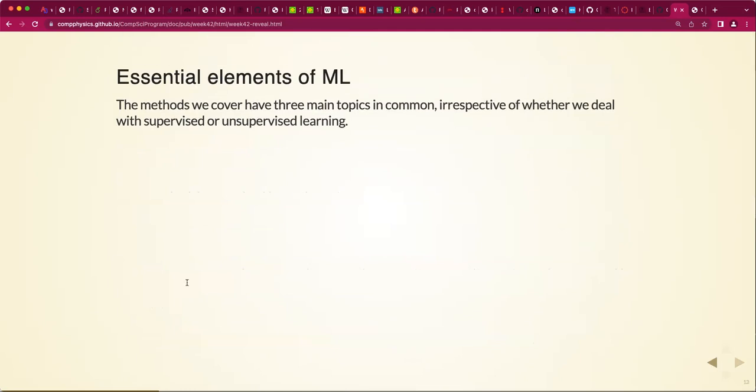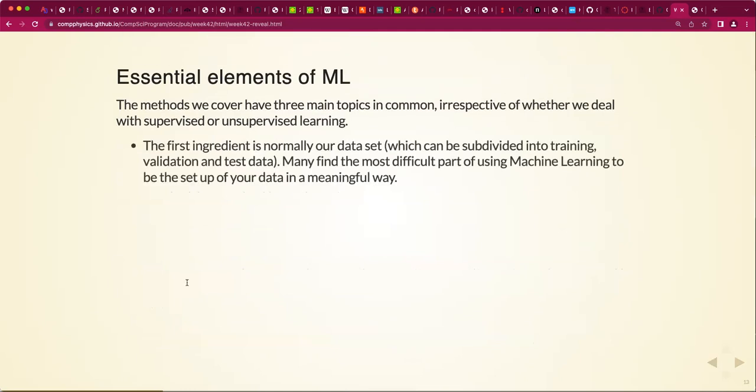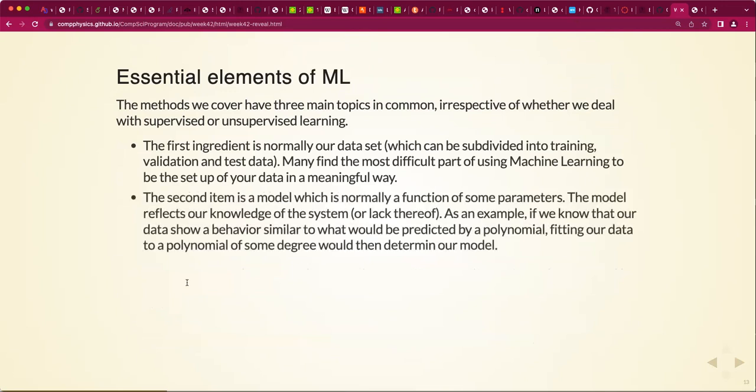So I wanted actually to give you two of the basic elements. The first is a data set. So that's your input and output data. And then there's a huge debate, what is the model? So this is something which we are not going to answer.